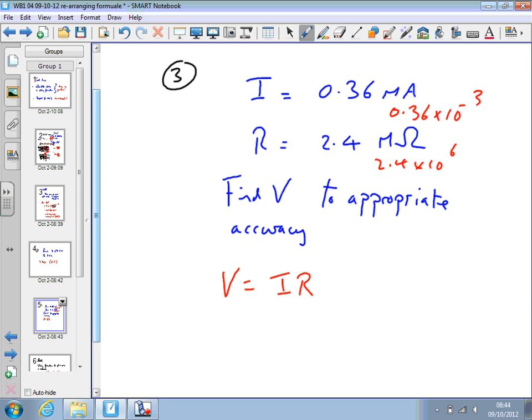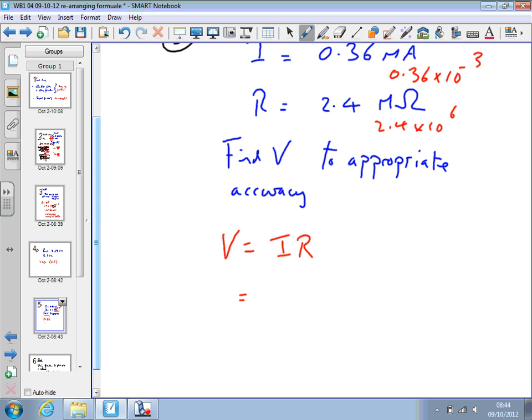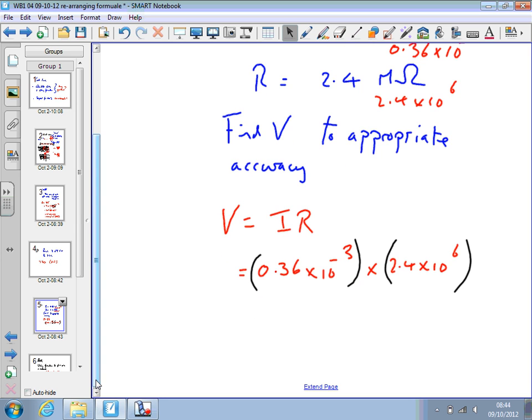So now in the calculator I type in 0.36 times 10 to the minus 3, using that times 10 to the button, multiplied by 2.4 times 10 to the 6. If I was writing this down, I would put brackets round, but I don't need to put the brackets into the calculator. And I get 864 volts.